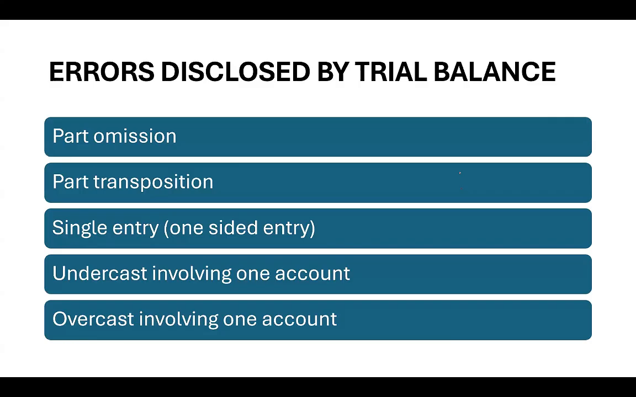So the errors that usually cause the trial balance not to balance are part omission, part transposition, one-sided entry, undercast involving just one account, and overcast involving one account. When we say part omission, what are we talking about? A transaction has occurred, only one of the two accounts involved is recorded. The other one has not been recorded. I'll give you an example. A business makes a cash sale to the value of 1,000 kwacha.